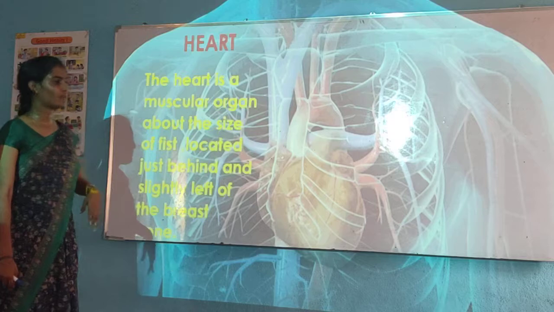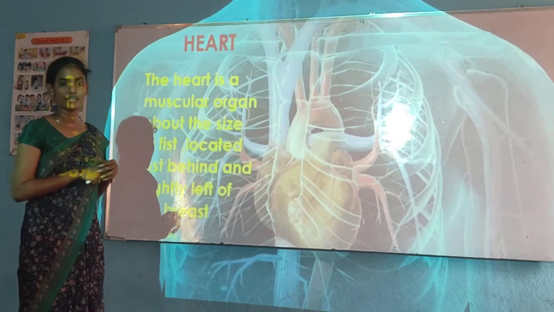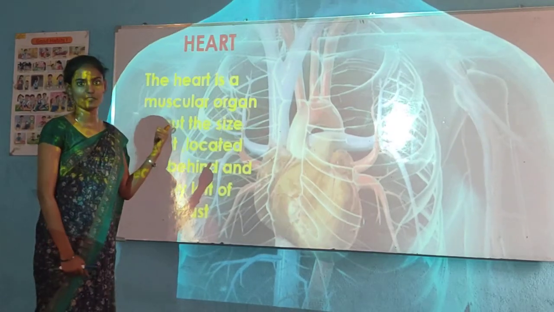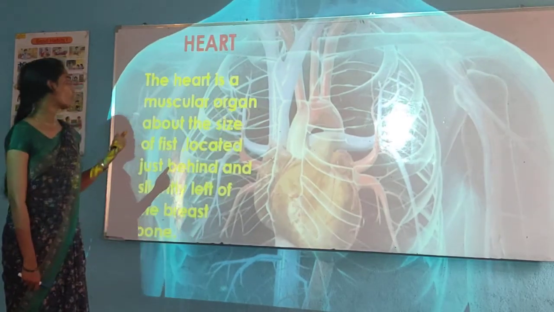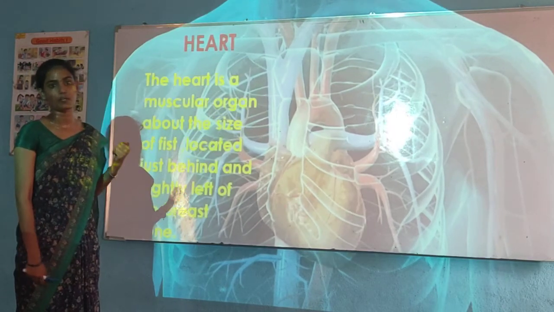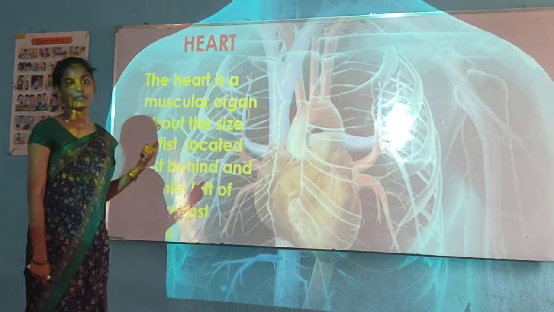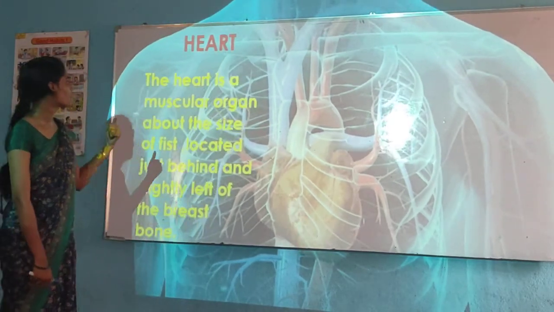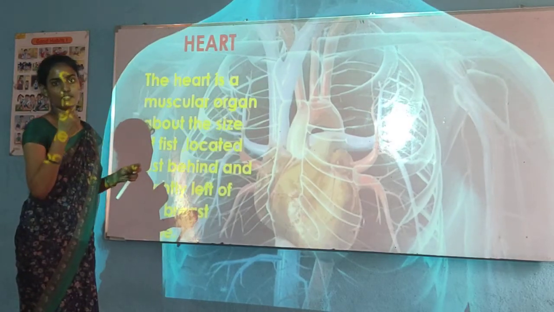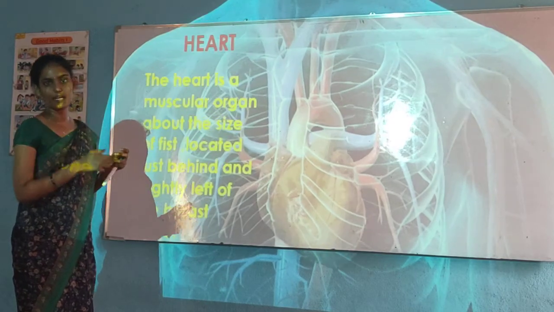Coming to the main part of our body, students, which is our heart. The heart works our entire life. Once the heartbeat stops, our life also stops. So what is the heart? The heart is a muscular organ present in our body. Muscular organ means the whole heart is only muscle, there is not even a single bone. It's about the size of a fist. Your heart size is your fist size. A baby's fist size is their heart size, and my fist size is my heart size.